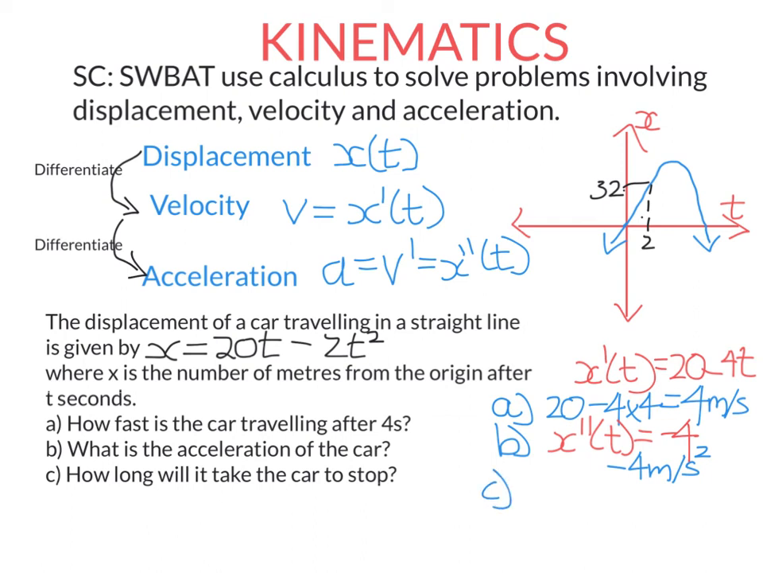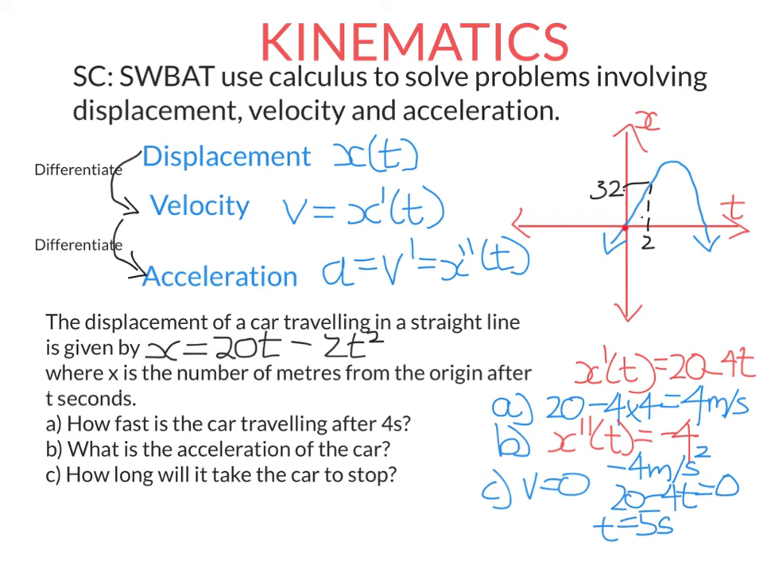The final part of the question says, how long will it take the car to stop? Well, the car will stop when the velocity is equal to 0, because then it's not actually traveling. So if the velocity equals 0, that means 20 minus 4t equals 0. You know how to solve this. Just subtract 20 from both sides, divide by minus 4, and you get t equals 5. And remember, t is in seconds. So the car will stop after 5 seconds.